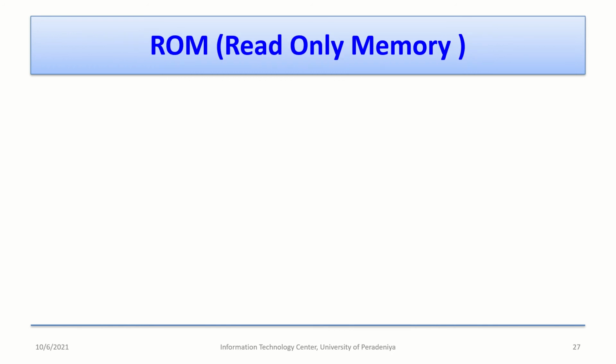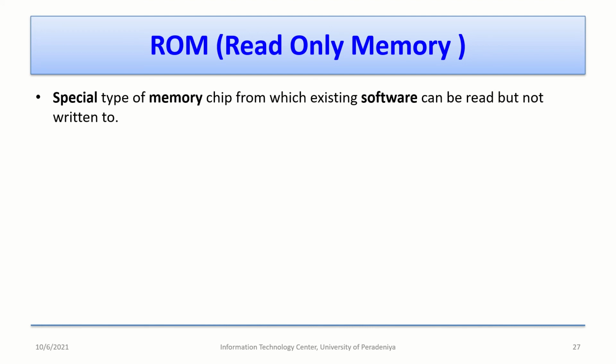Okay. The next one is read-only memory, or we call ROM. What is ROM? ROM is a special type of memory. Actually, it is a memory chip from which existing software can be read but not written to. That means we can't write instructions to the read-only memory, but we can read instructions from the ROM.